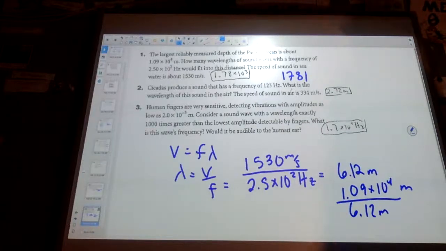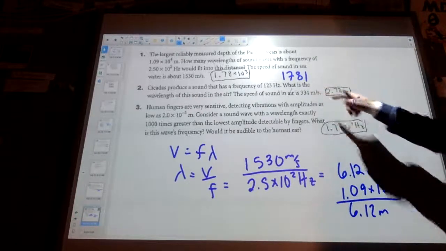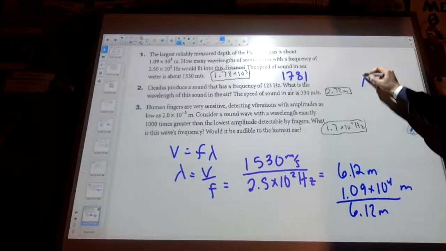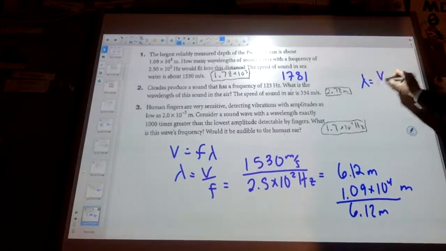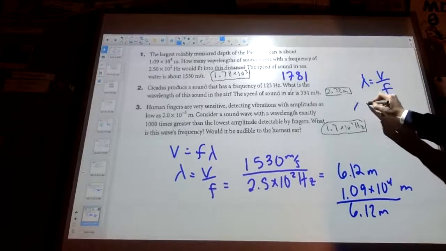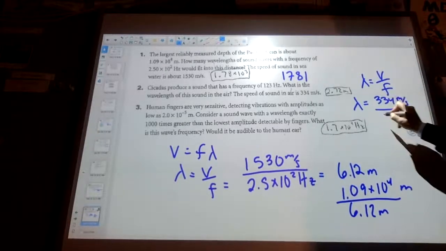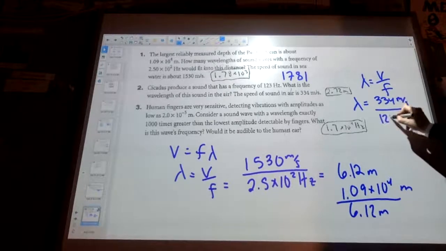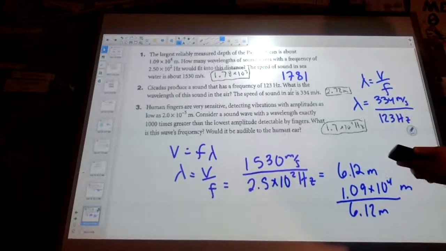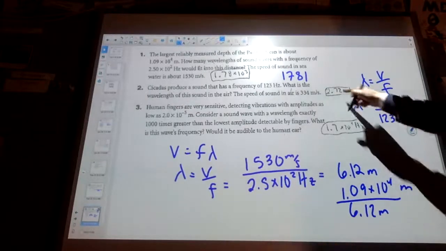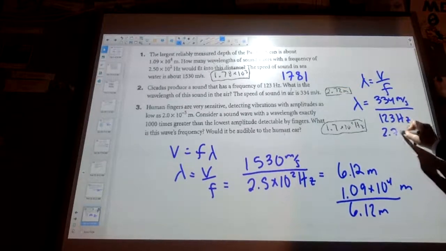Cicadas produce a sound that has a frequency of 123 hertz. What is the wavelength of this sound in air? The speed of sound in air is 334. So again, wavelength would be our velocity over our frequency. So I'm going to have 334 divided by 123. And so I get the 2.7.